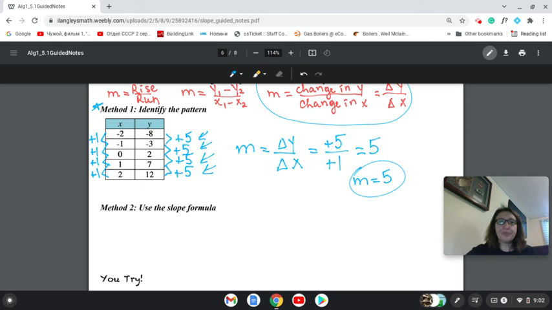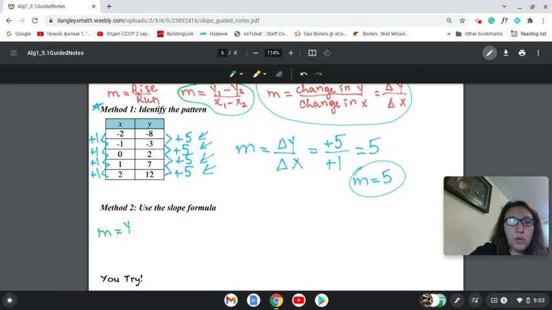Now, how can I use the slope formula? So let's say I forgot about the pattern. I forgot how to find change in y and change in x. I can utilize the slope formula we learned the other day. So the slope formula is y1 minus y2 over x1 minus x2. Well, which one is y1 and which one is y2? You can pick it, right? It's 2 points that you select from the table.